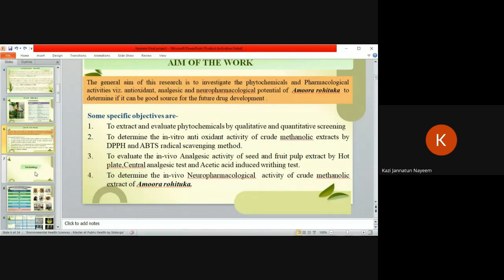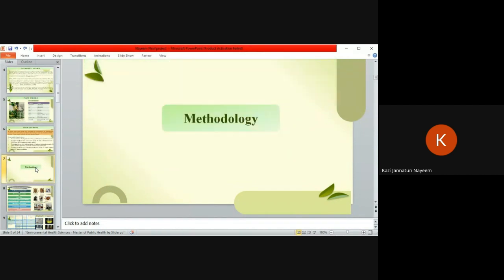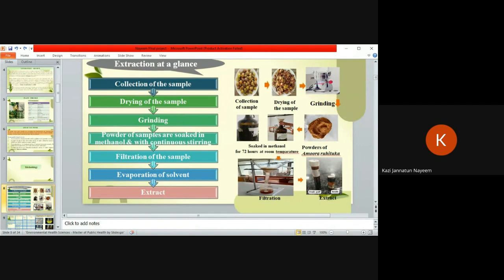Now I discuss the methodology of this research. This is the extraction process, how I extracted this plant. Firstly, I collected the sample. This is the fruit of my medicinal plant. Then I dried this sample, and after drying, I ground it.